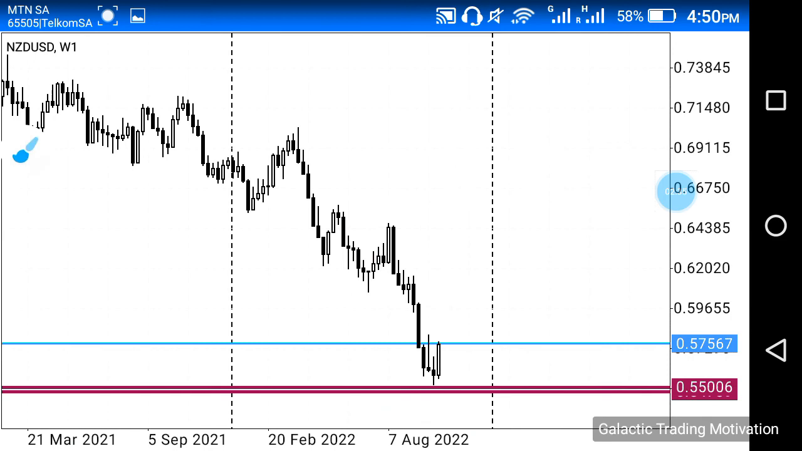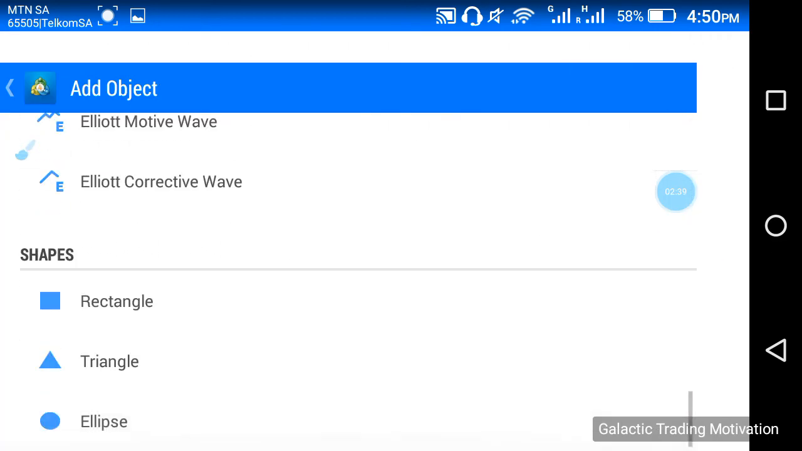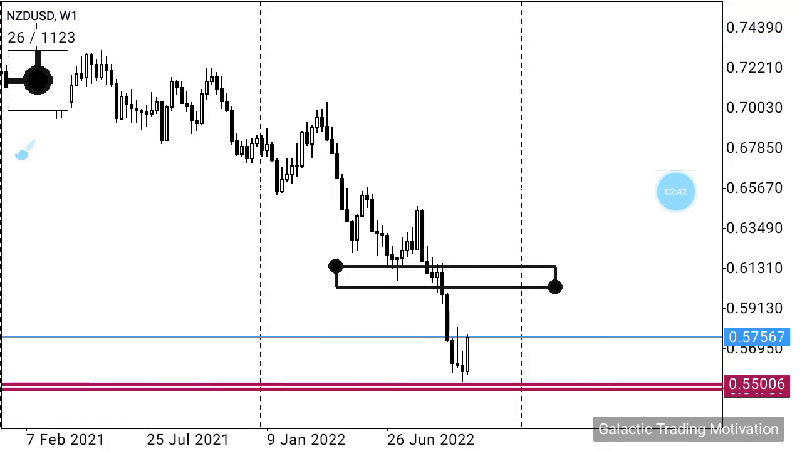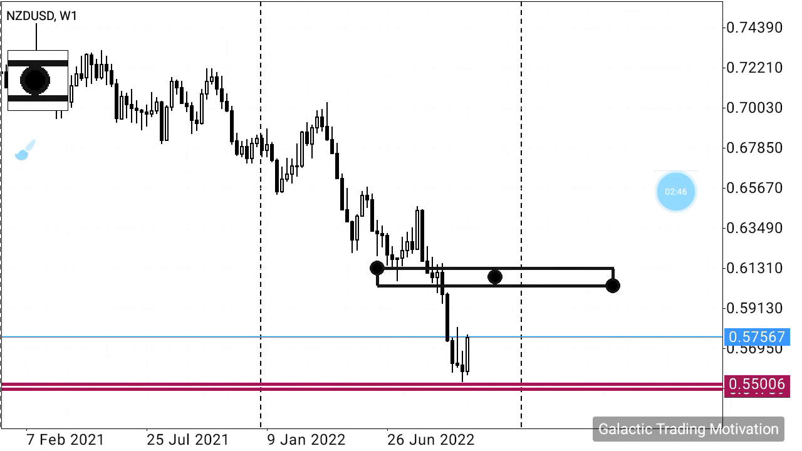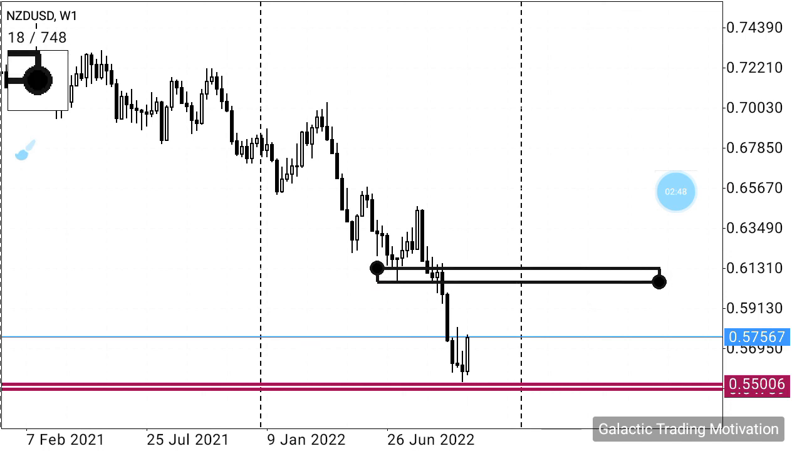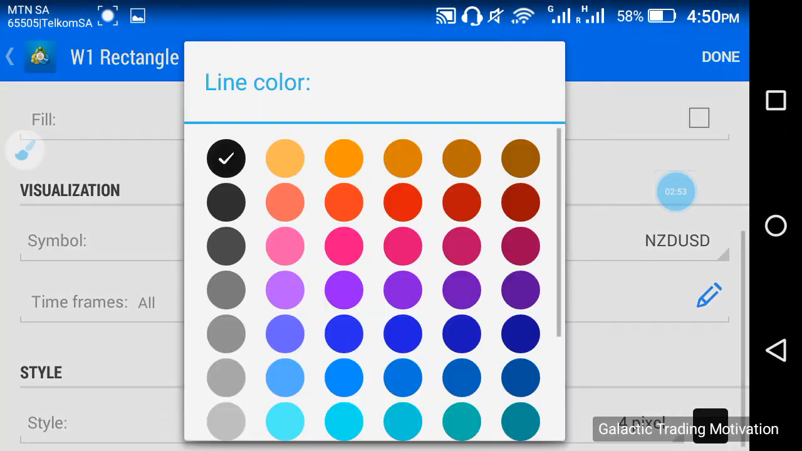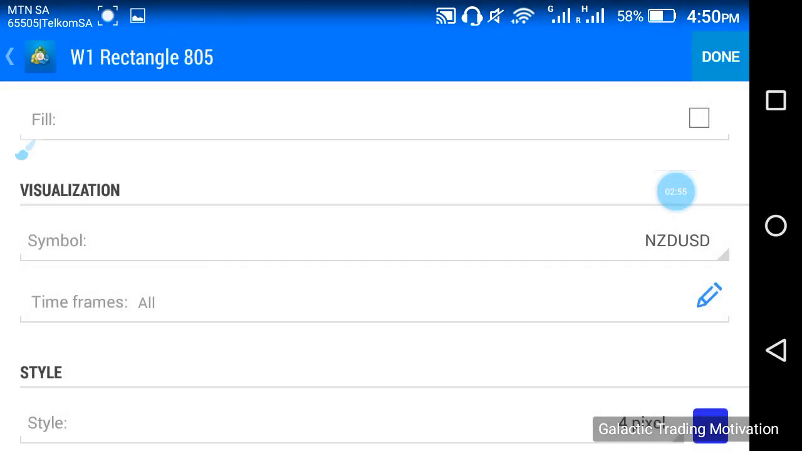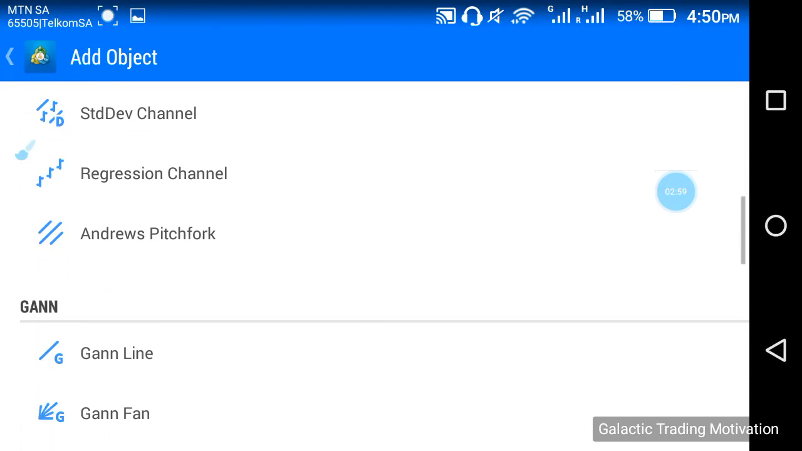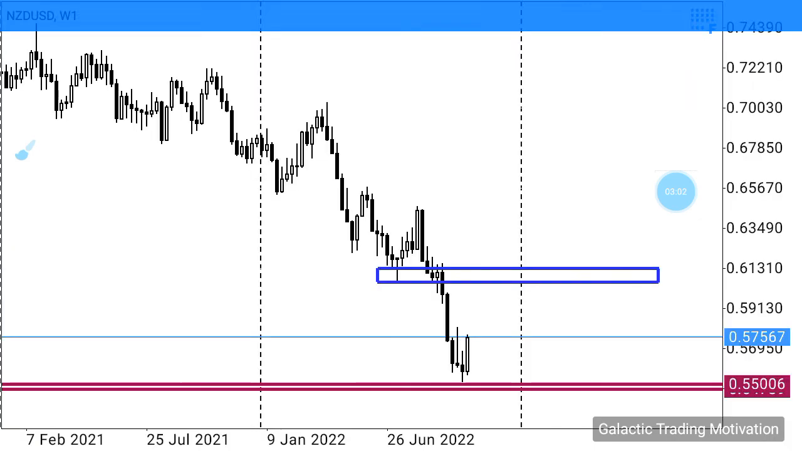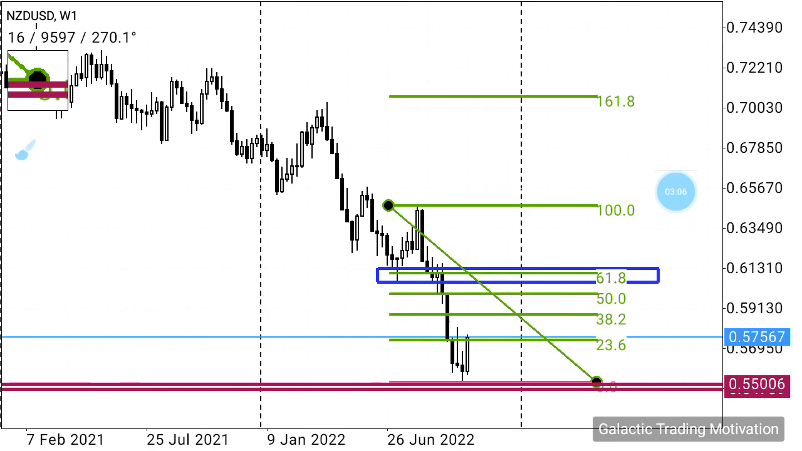So I'm just going to add a structure to that information, which is actually a neckline. Let's have a look. We can say that more or less this is the neckline of that M structure. I'm just going to change the color as well and make it a blue. Okay, there we go. And then the next thing that I'm going to do is to utilize the Fibonacci retracement tool. I just want us to have a look in terms of whether that neckline aligns with any key numbers that we have on the tool.